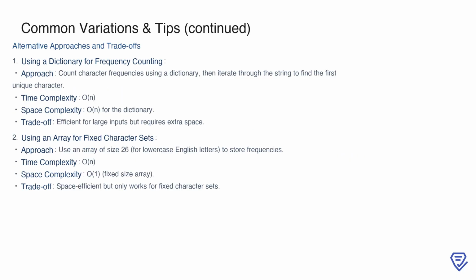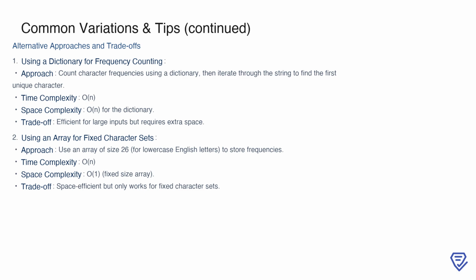There are several approaches to solving this problem, each with its own trade-offs. One common method is to use a dictionary for frequency counting. In this approach, you first count the frequency of each character, then iterate through the string to find the first unique character. This has a time complexity of O(n) and a space complexity of O(n) due to the dictionary. It's efficient for large inputs but requires extra memory.